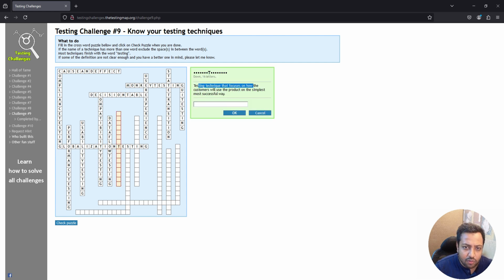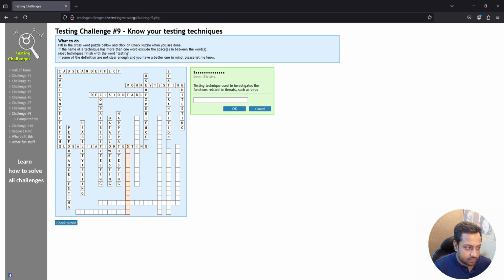Testing technique that focuses on how the customer will use the product in the simplest and most successful way. In our case, we usually do a happy flow testing or happy scenario testing. Okay, so let's see. Here it is a 16-letter word. We call it as happy path testing.